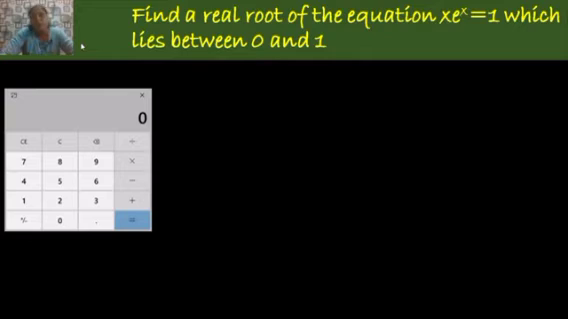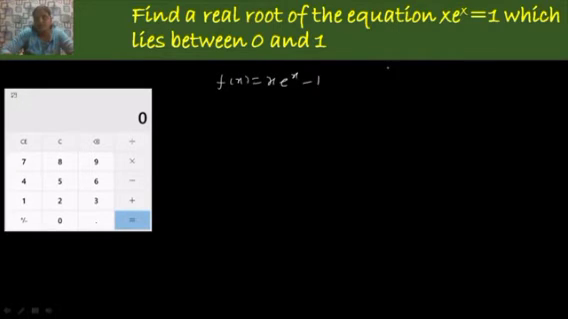Let me now move on to the next example. Find a real root of the equation x e power x is equal to 1, which lies between 0 and 1. Here f of x is equal to x e power x minus 1. If you take this equation as x e power x minus 1 is equal to 0, you have to take this function as your f of x.